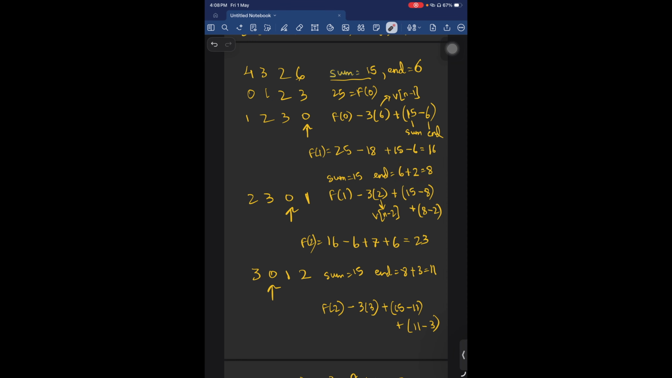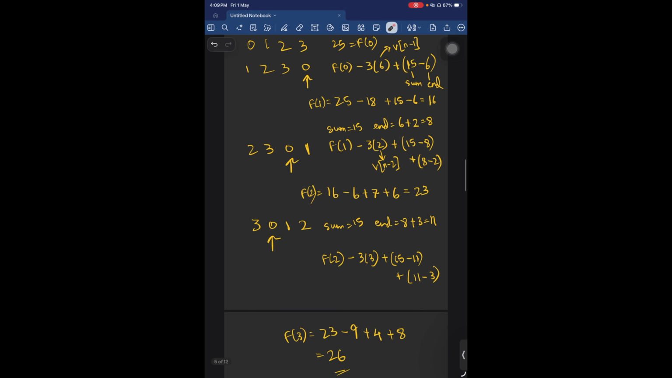So I will do sum minus end. So I get the answer from this side, and now I have to also add values from this side as we discussed above. So I have to add 6 here. Now I already added 2 to end, so I have to remove it again. So that is why I did end minus v of i, where i is the n minus 2 index.